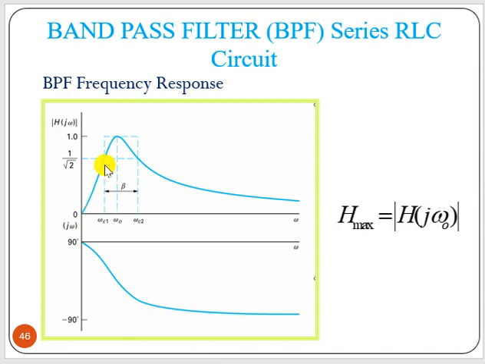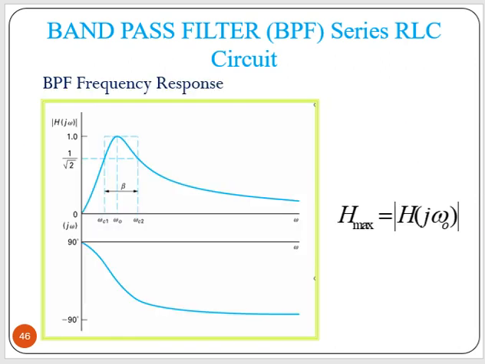Now this is the plot of the band pass filter. We have this omega C1 and omega C2, where the value is 1 by root 2 of the maximum value. This is 1.0, and this is nothing but 1 by root 2, and between those points is your bandwidth. And we have this 90 degree to minus 90 degree phase plot.